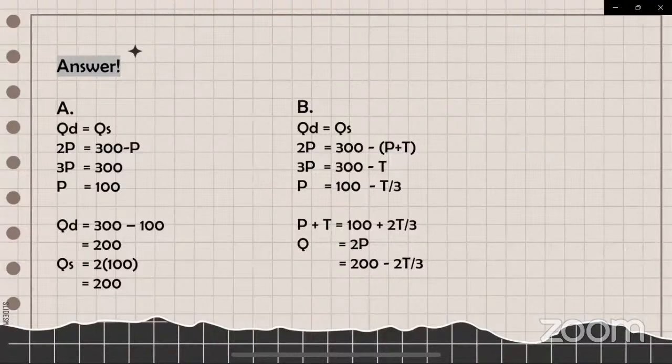The buyers pay a price equal to the price received by sellers plus the tax. P plus T equals 100 plus 2T divided by 3. The quantity sold is now Q equals 2P, which equals 200 minus 2T divided by 3.